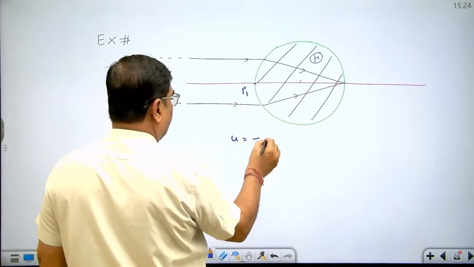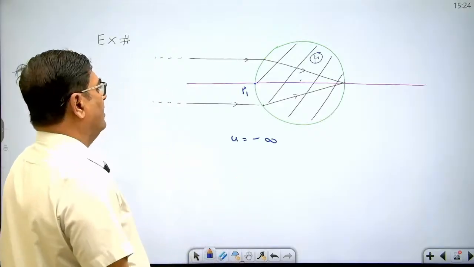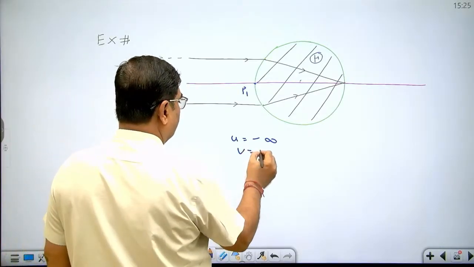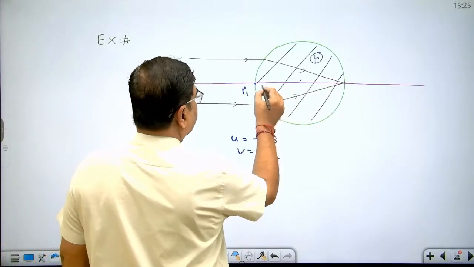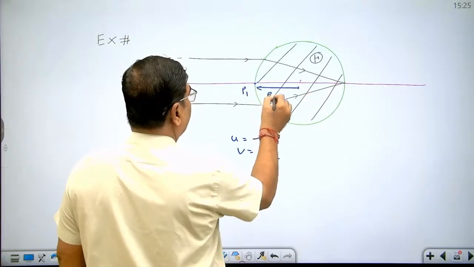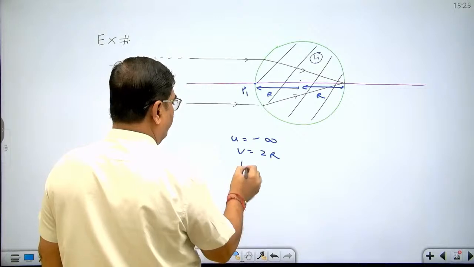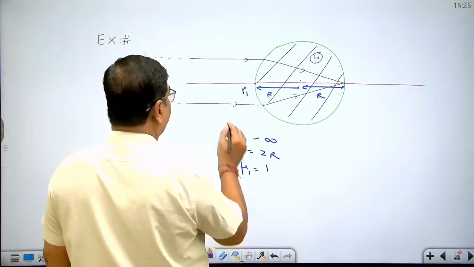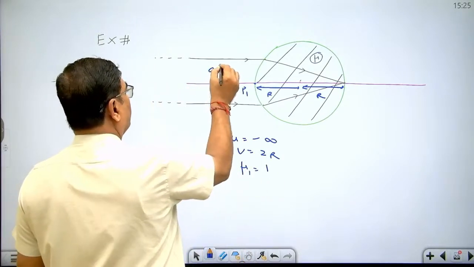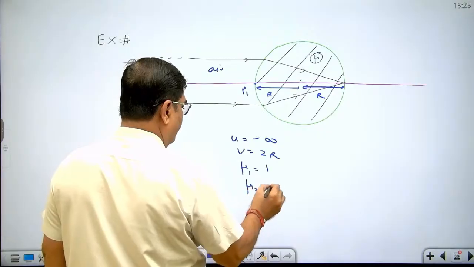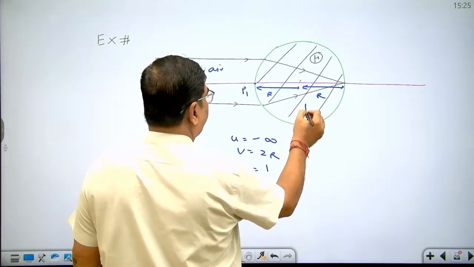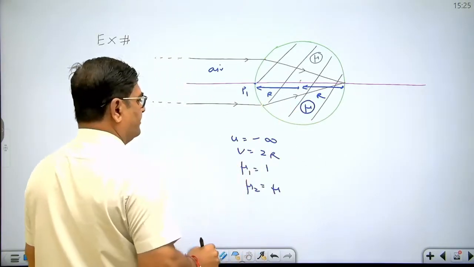So u equals what? Minus infinity. And v is what? This is 2r, because this is r and this is also r. So v is 2r. And mu1 is what? Mu1 is 1, because this is air. And mu2 is mu, because the image is getting formed in this medium of refractive index mu.